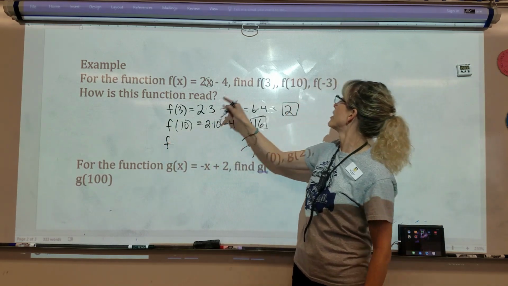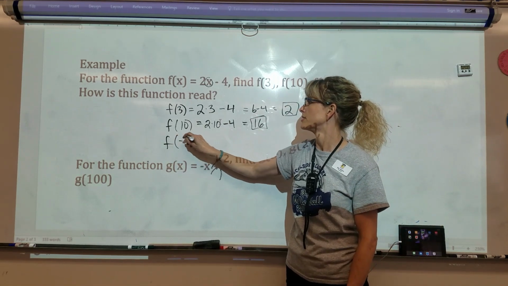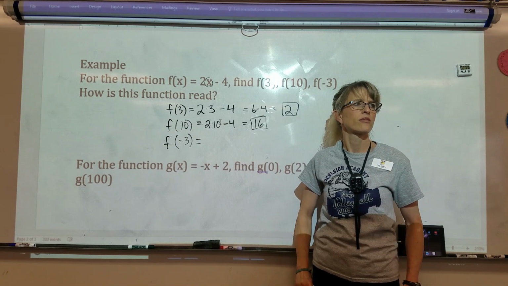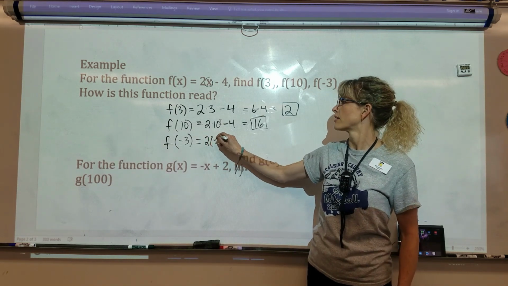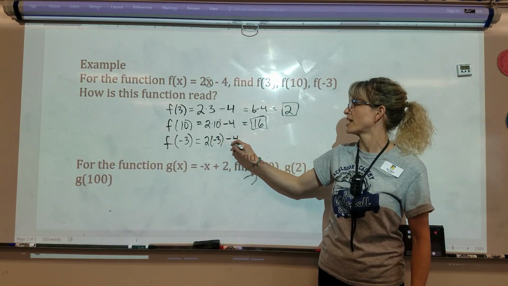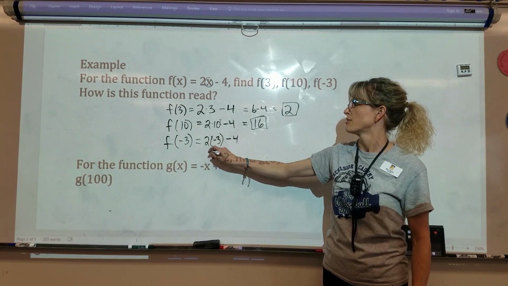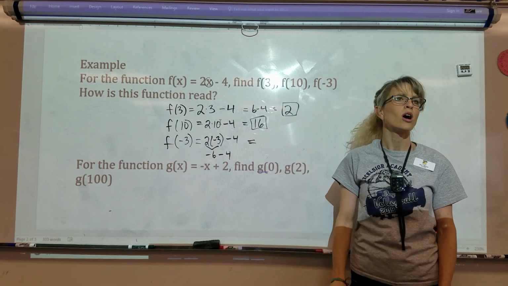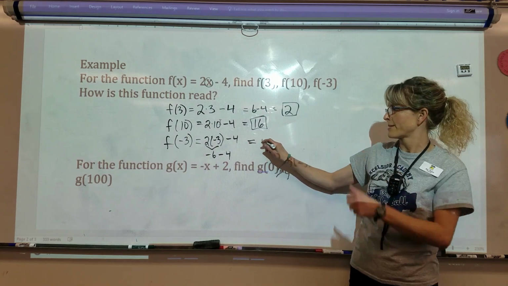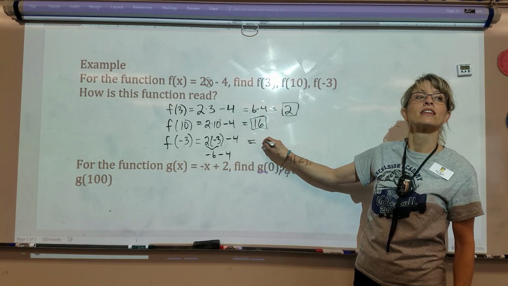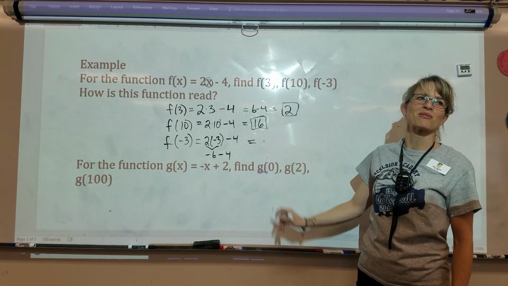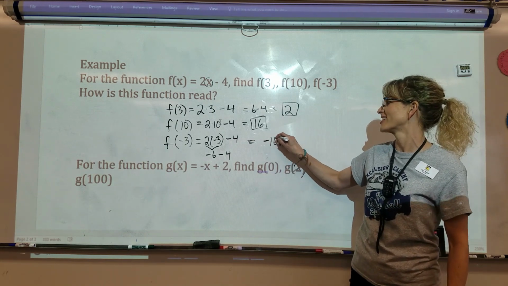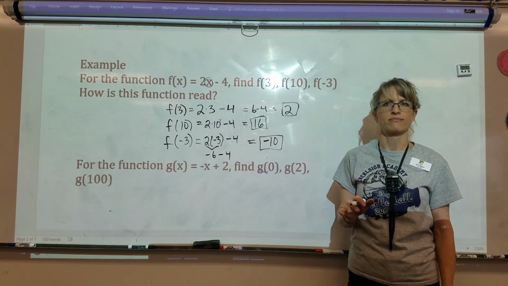How would I do f of negative 3? Hannah. 2 times negative 3 minus 4. Perfect. 2 times negative 3 minus 4. So that's going to give me negative 6. Maybe I'll just write it underneath right there. Negative 6 minus the 4, which equals what? Weston? I can't see. It's negative 6 minus 4. Negative 10. Very good. Perfect. All right, any questions?